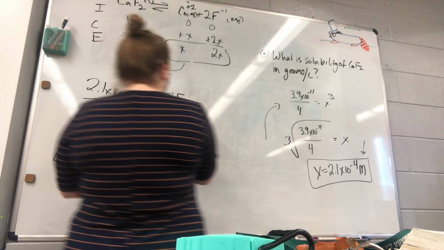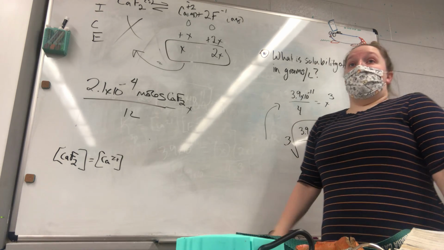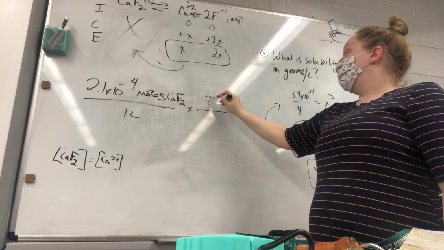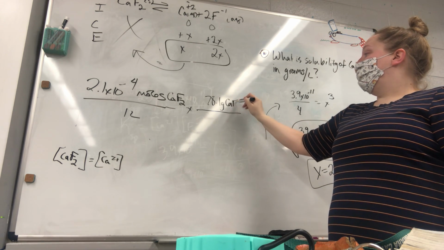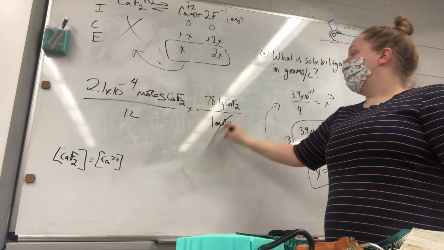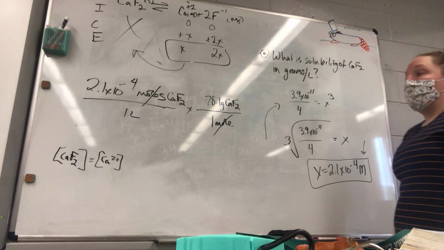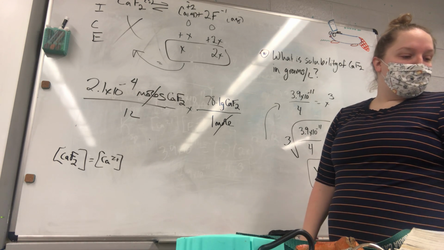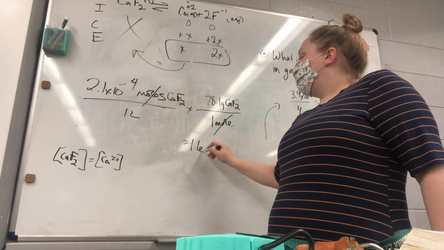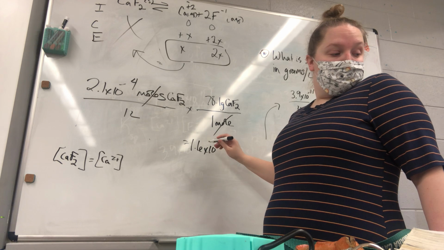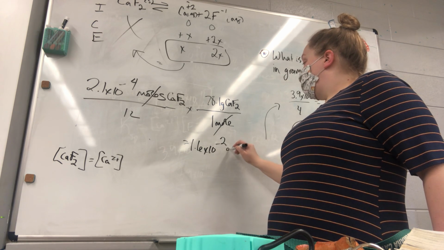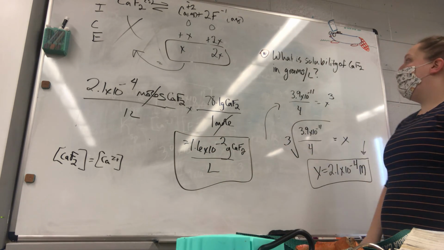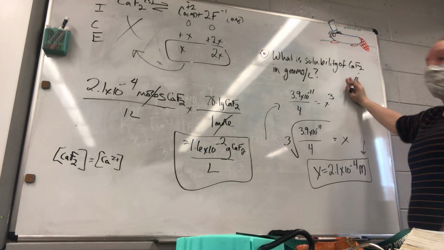So how do we go from moles to grams? The molar mass of CaF2. When we do that, we get this guy. So that's our actual solubility in grams per liter.